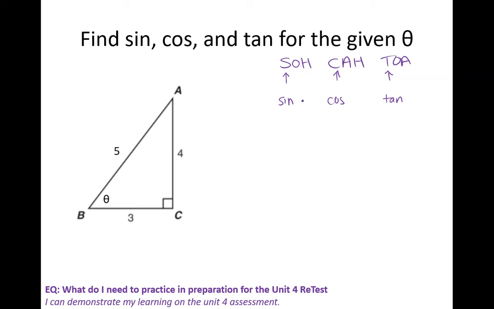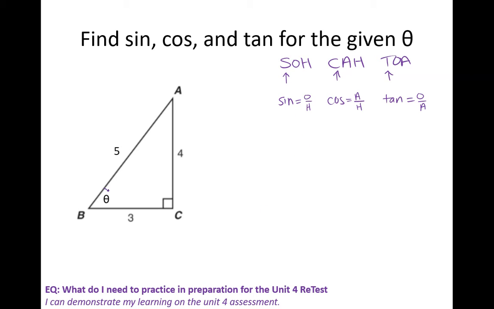So the O and H for sine, or the SO, this would be the opposite over hypotenuse. Then for cosine, we would have adjacent over hypotenuse. And finally, for tangent, we would have opposite over adjacent. So that's how to kind of make sense of SOHCAHTOA. If you have missed that for some reason, hopefully that helps a little bit.